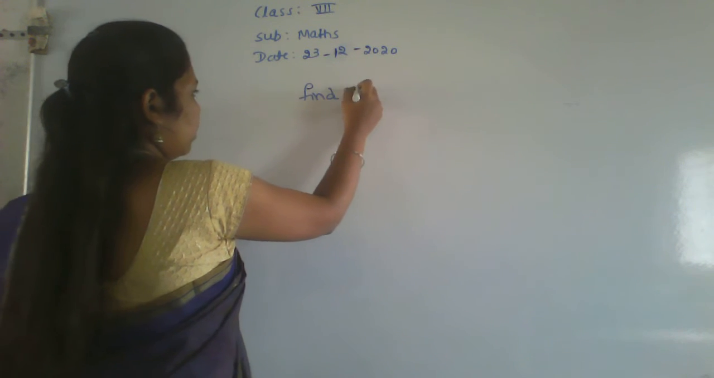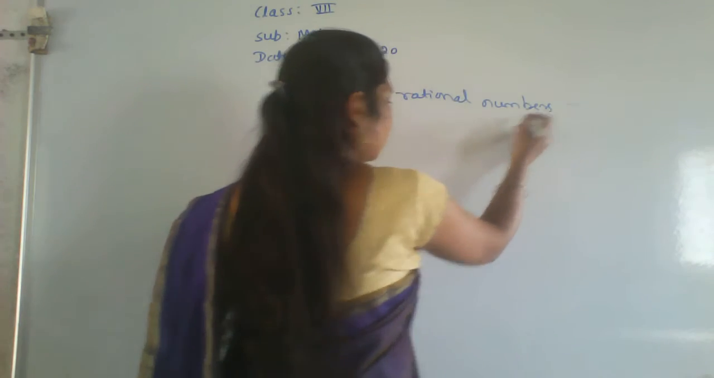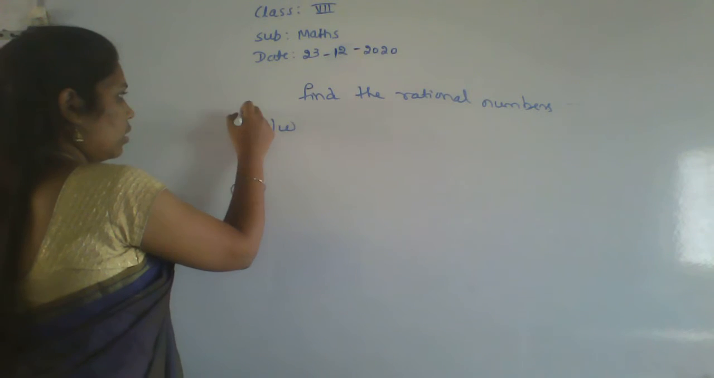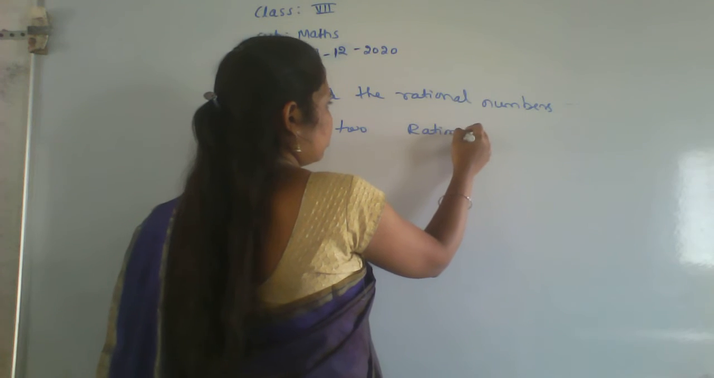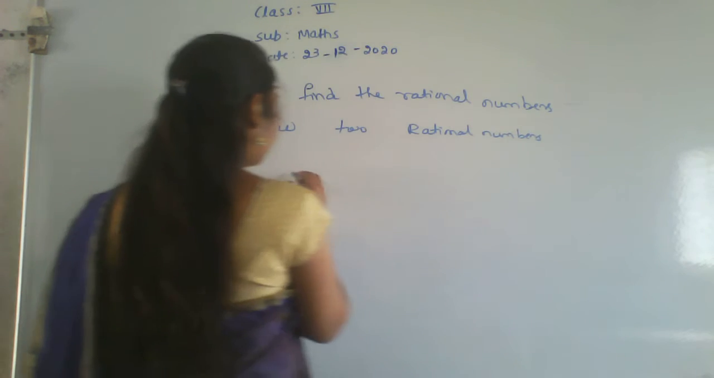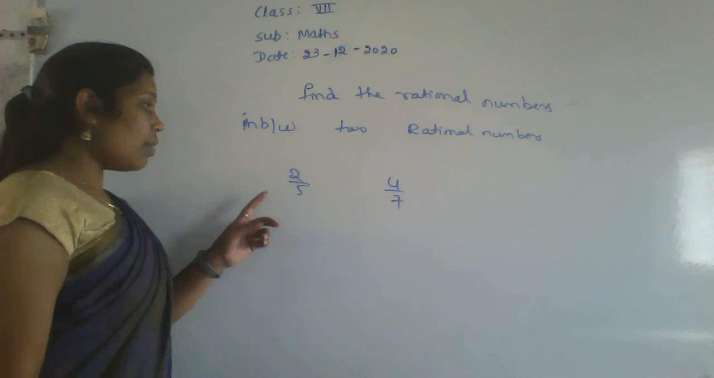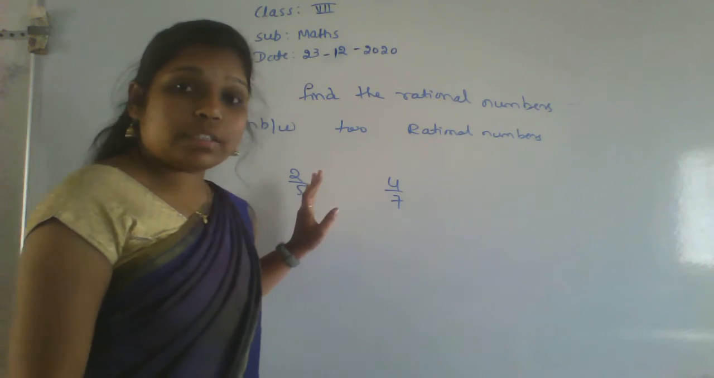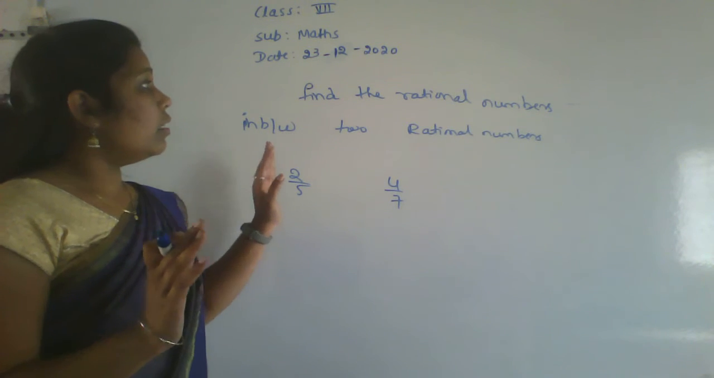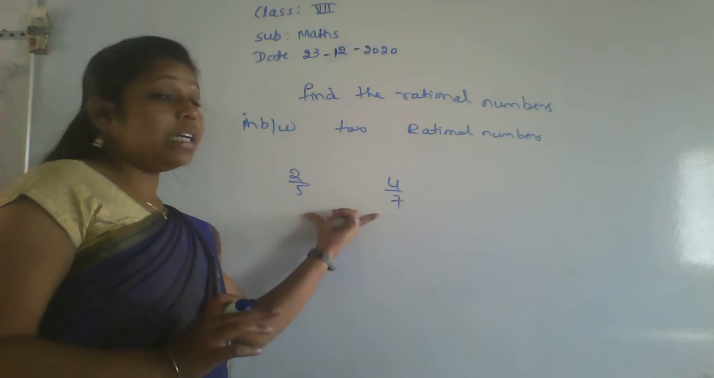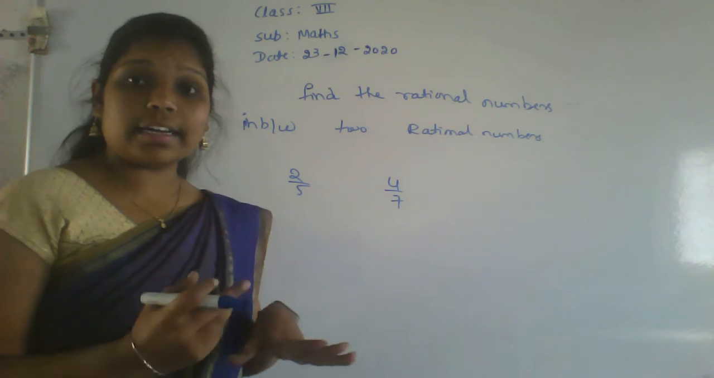Find the rational numbers in between two rational numbers. So you have to find, that is 2 by 5 and another one is 4 by 7. They have given two rational numbers, 2 by 5 and 4 by 7. These are the two given rational numbers. You have to find the rational numbers in between these two rational numbers.